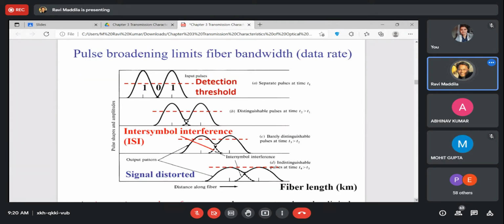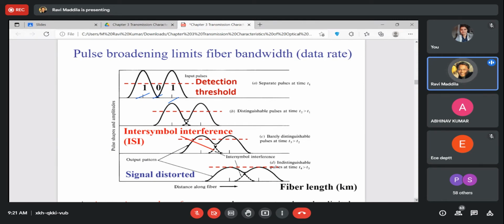Now, what other deterring factor is this dispersion? Because what we discussed right now is that dispersion will make us believe that instead of having received a 1, the receiver thinks that I've received a 0. This is what is elaborated here also. What was transmitted at the input is 1, 0, and 1.